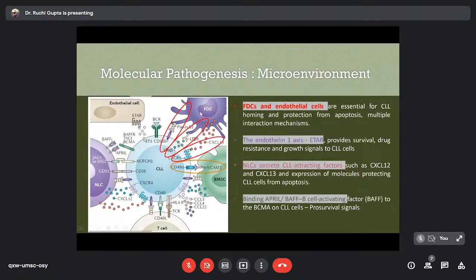Then it interacts with the follicular dendritic cell, which is responsible for preventing apoptosis of these cells. Then we have the B cell receptor, through which there is a constant autonomous signaling going on in this cell, because of which the cell is activated. Then we have the endothelial cells, the B cell maturation antigen, which are interacting with the monocyte nurse-like cells, and so on. So this is just to emphasize, as we see in Hodgkin's lymphoma, that the RSL also has a good microenvironment. Similarly, even the CLL has a large microenvironment which is responsible for multiple things.